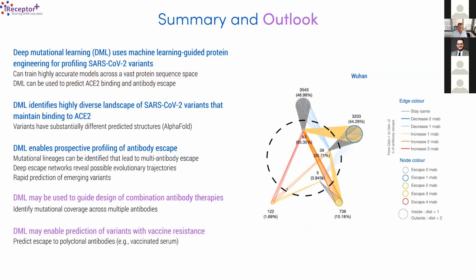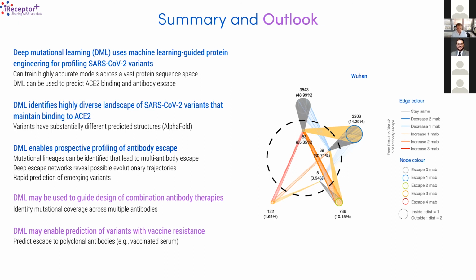Good. So I'm just wrapping up now. And just to summarize, I hopefully showed you that deep mutational learning is a really powerful way to apply machine learning guided protein engineering to the SARS-CoV-2 context. We can identify a highly diverse landscape of SARS-CoV-2 variants that maintain binding to ACE2. That's sort of an indication that there's a lot of room for the virus to continually mutate. So that is certainly of concern as we go forward. It also allows us to do this prospective profiling of antibody escape.